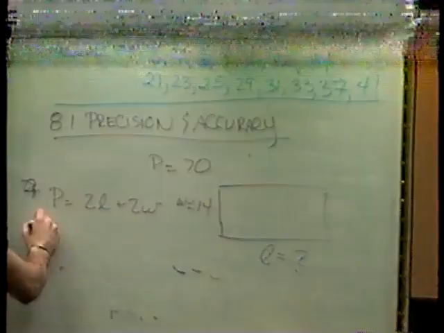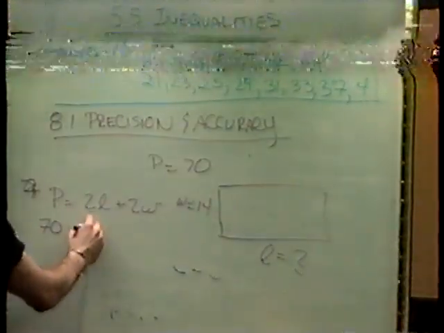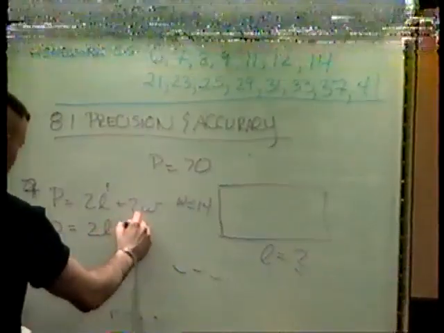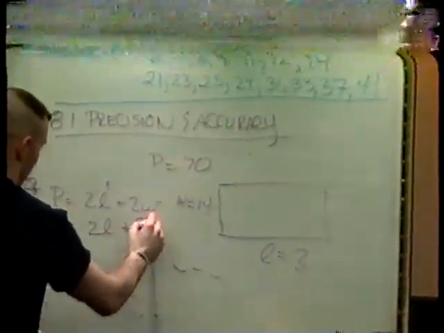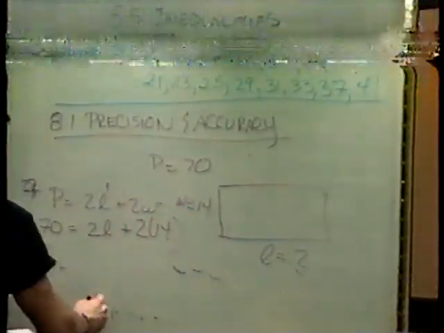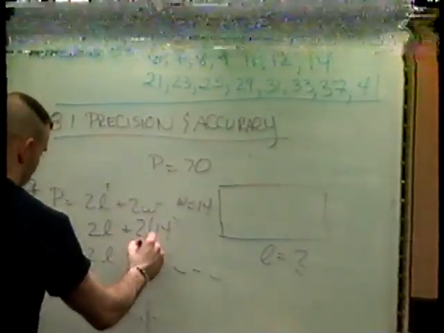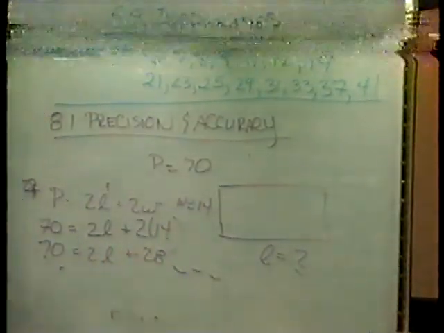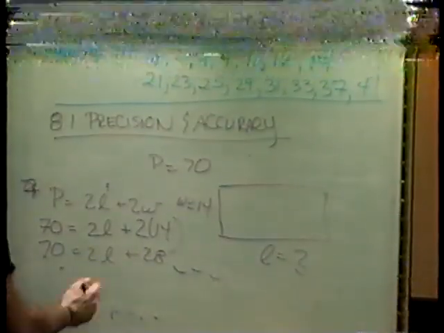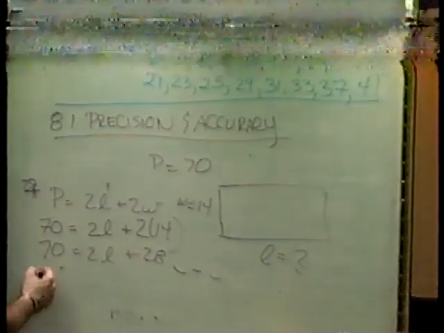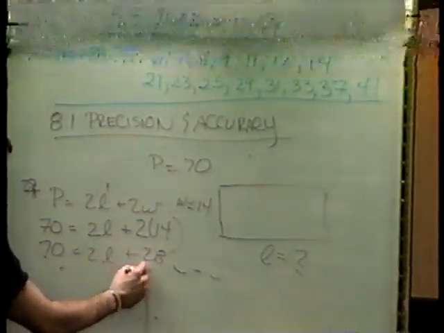Well, we know P is equal to 70. We don't know L, that's what we have to look for. And we have 2 times 14, which is our desired width. So we have 70 is equal to 2L plus 2 times 14, which is 28. Then we solve, use our subtraction law, and bring 28 over.